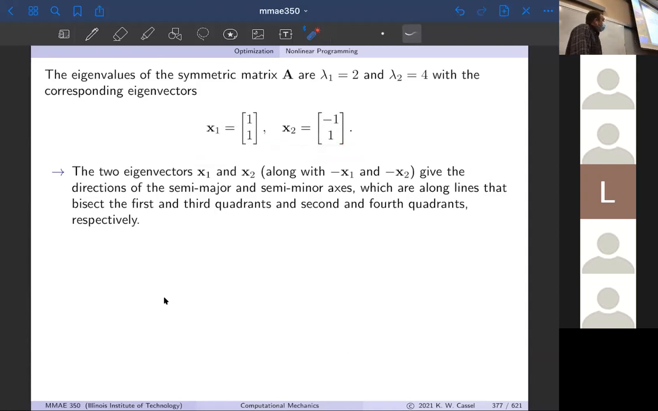So what do those represent in terms of our original problem? Well, the eigenvectors are the directions of the semi-major and minor axes. One thing you'll notice, these are orthogonal. Remember, orthogonal means if I take the inner product or the dot product of these two, I get 0. 1 times minus 1 is minus 1, plus 1 times 1 is 1, minus 1 plus 1, I get back to 0.